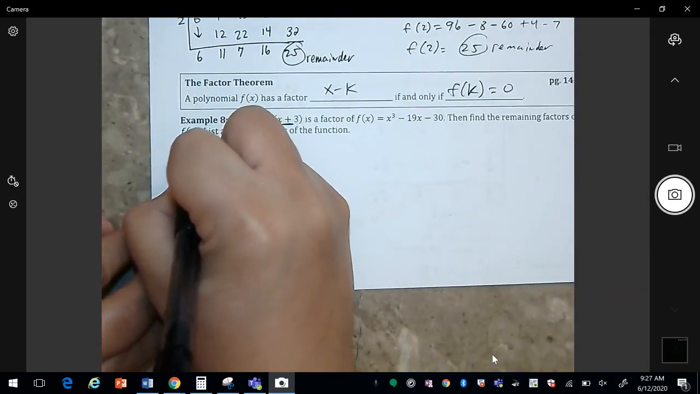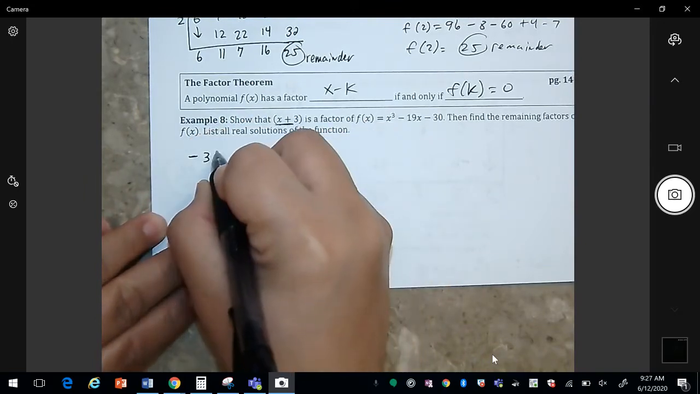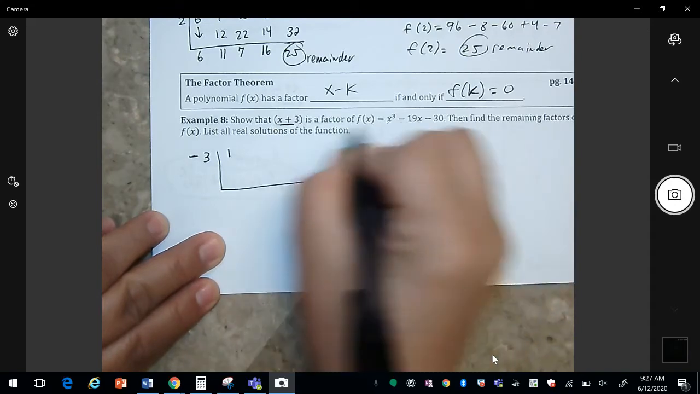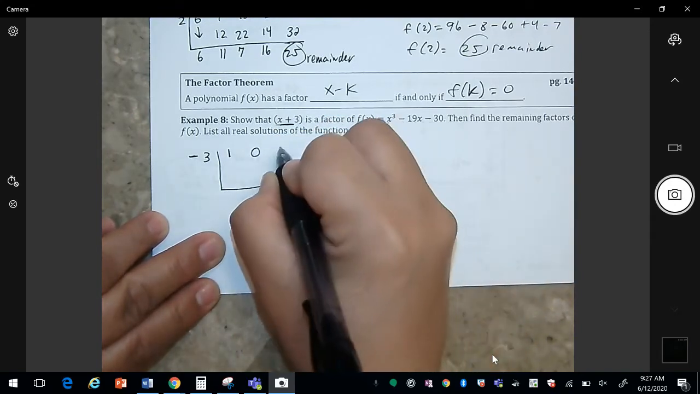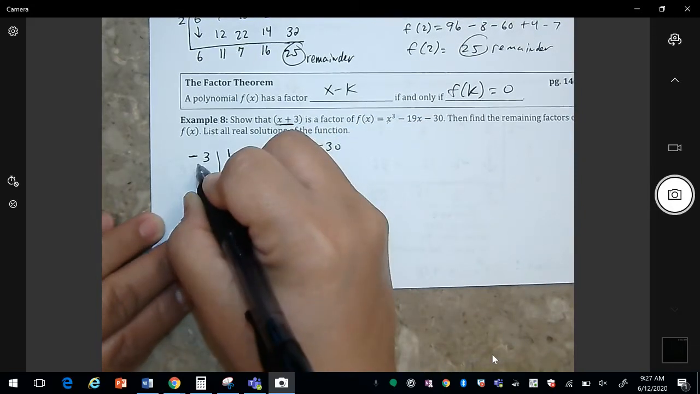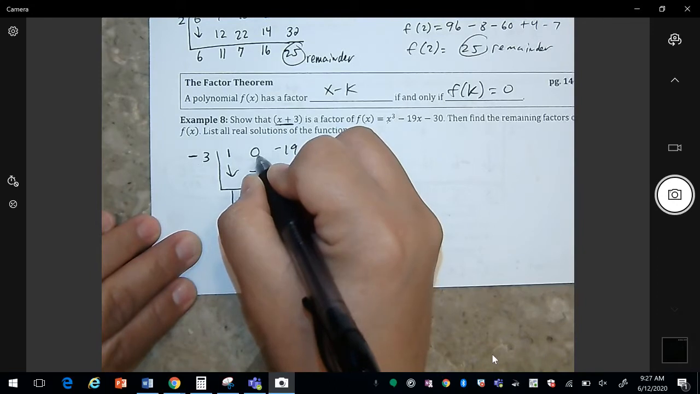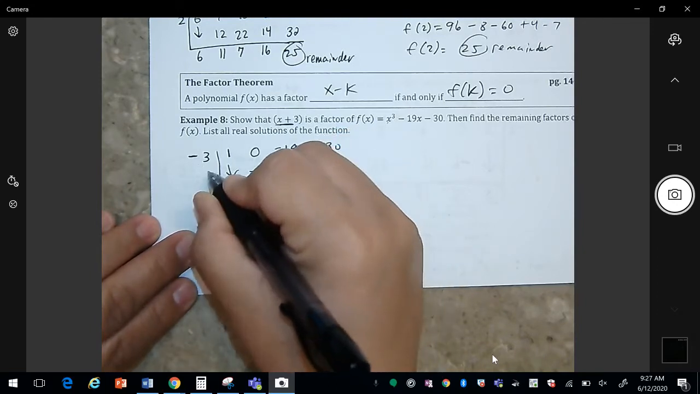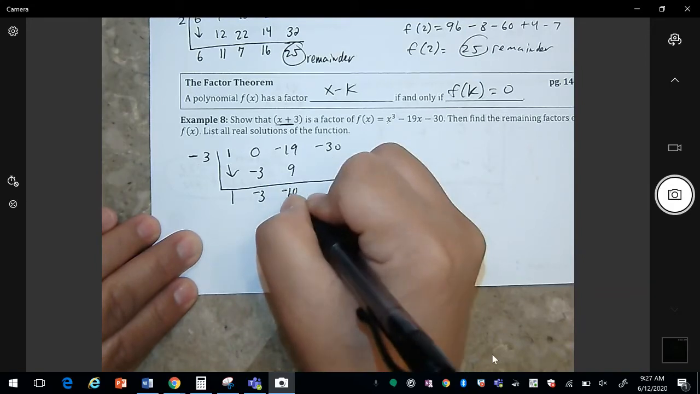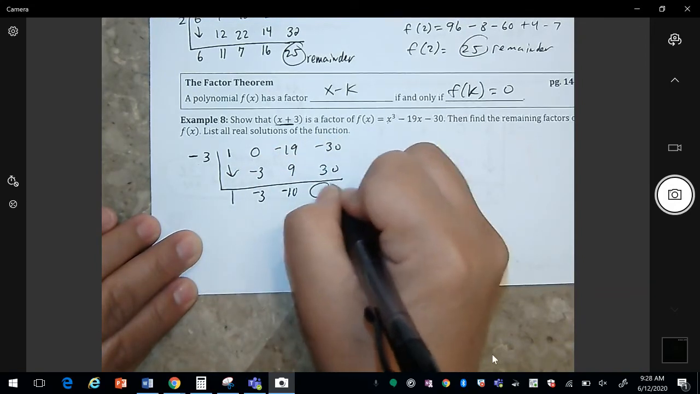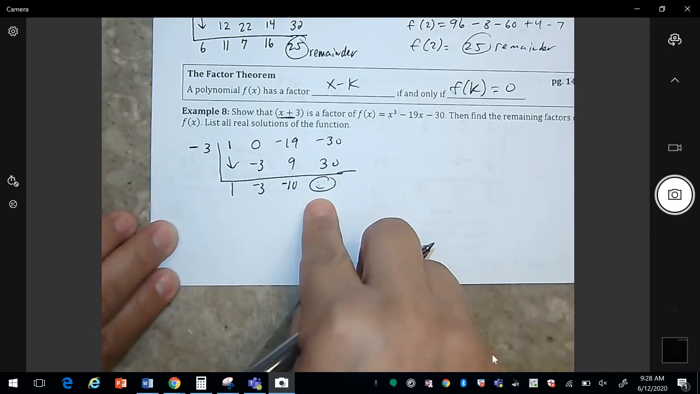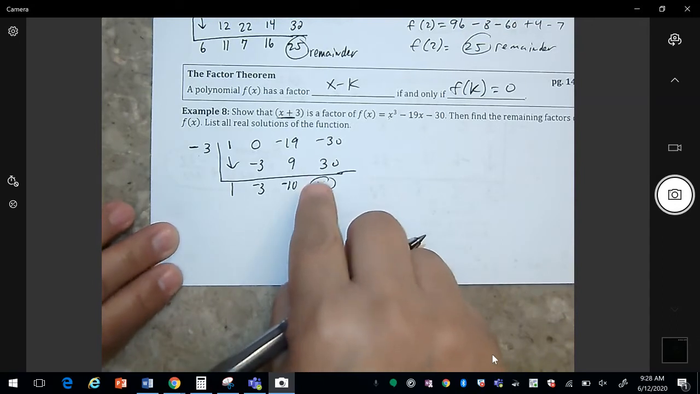So since I have a plus 3, I'm going to use a -3 here. My coefficients are 1. I don't have an x squared, so I'm going to use a 0. And then I have -19 and -30. Bring down the 1. -3 times 1 is -3, plus 0 is -3, times -3 is 9, plus -19 is -10, times -3 is +30. And so we get a 0. As I mentioned before, having 0 here is a very good thing.